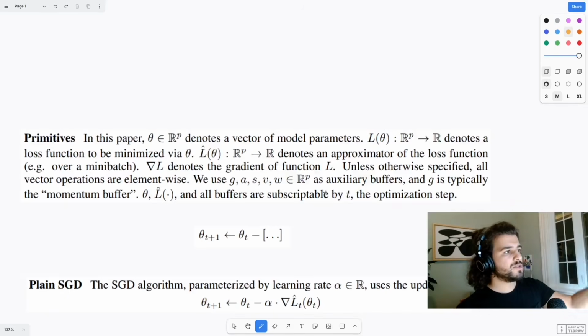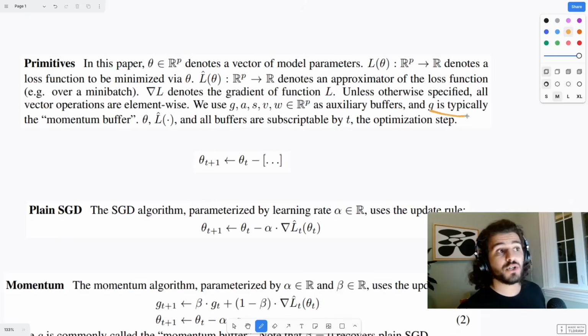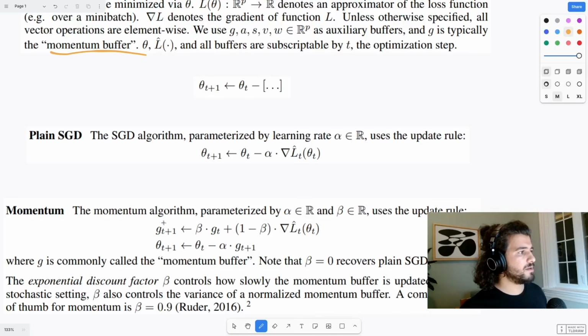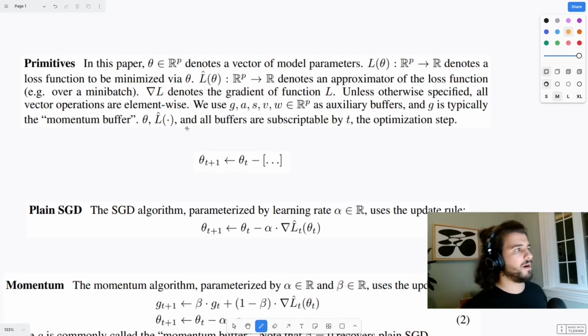Okay, so whenever we see G, S, V, W, and even A sometimes, they're going to be auxiliary buffers. And G is special. It's the momentum buffer. We're going to see it also in momentum again. You see here? It's over there. Finally, all of these are subscripted by T, which is a step in time for the optimization. So good job. Now we have a good understanding of what is happening. We can move one step further on our road to understand QHAdam.